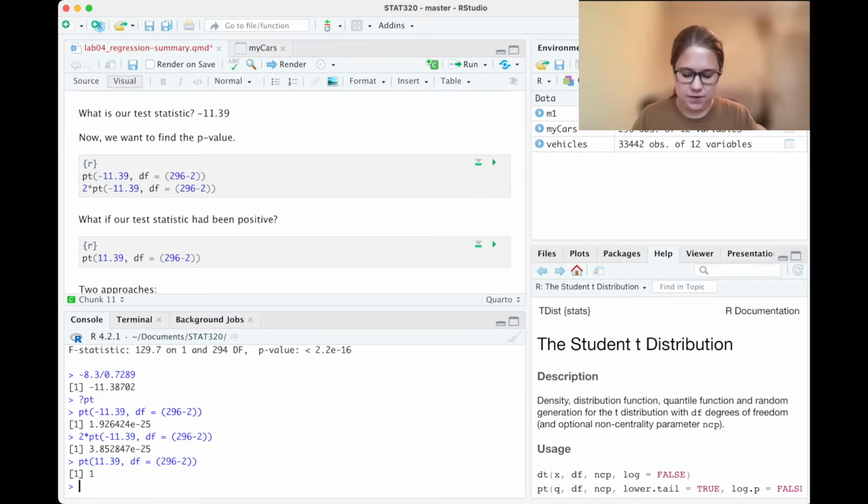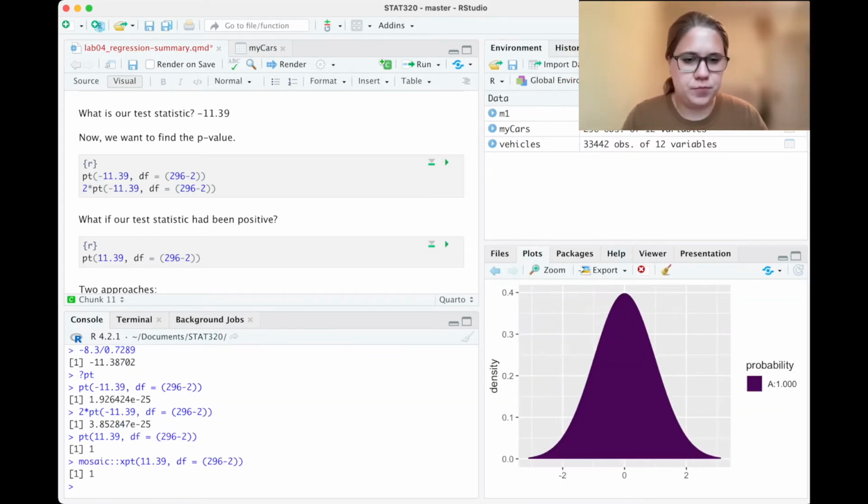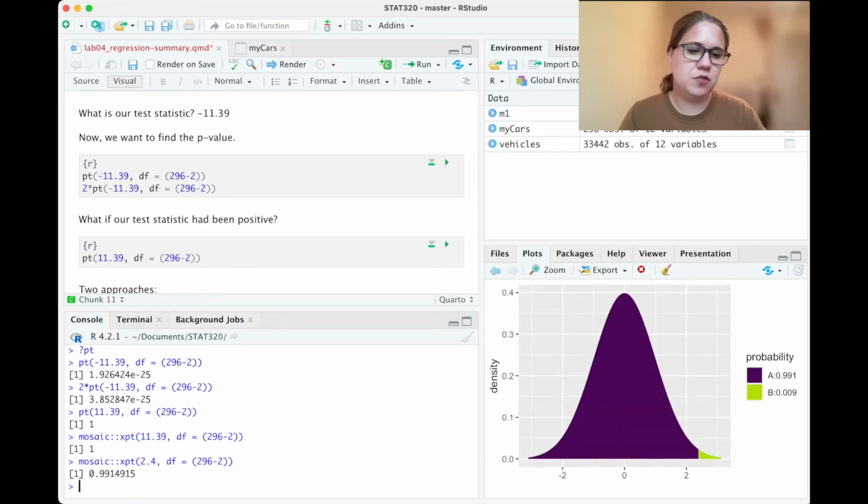Let me see if I can give you a little visual reminder of that with a package that I don't have loaded. Let's see if I can do it. So here's a t-distribution. I'm going to use a less extreme test statistic. Maybe I'll do like 2.4. So if my test statistic was positive 2.4, you can see the line between the green part of the distribution and the purple part of the distribution. And what I'm interested in is the green part. That's the little tail. But what R is giving me is that whole purple area, which is the big part of the distribution.